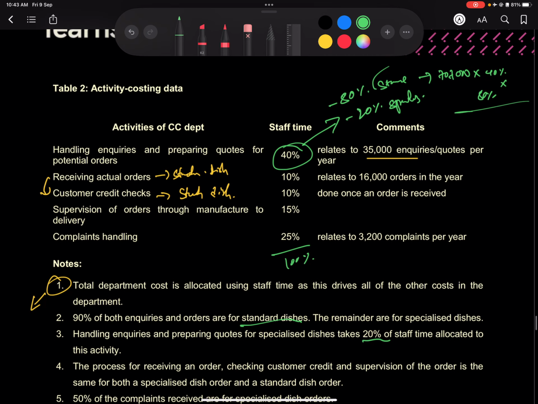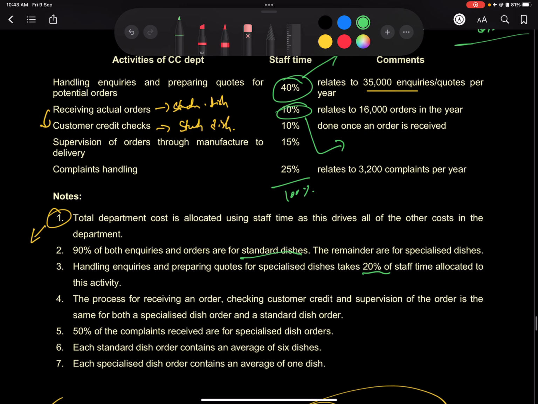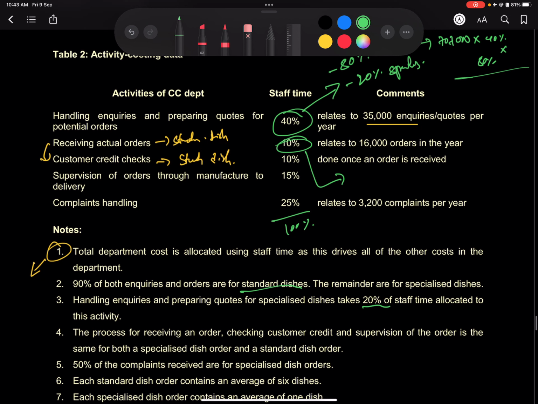Similarly, in the case of actual orders, we receive how much? 90% of both inquiries and orders are for the standard dish. It sounds confusing right over here: 90% of both inquiries and orders are for standard dish. But even though it's 90%, the amount of staff time you are using is only 80%, okay?